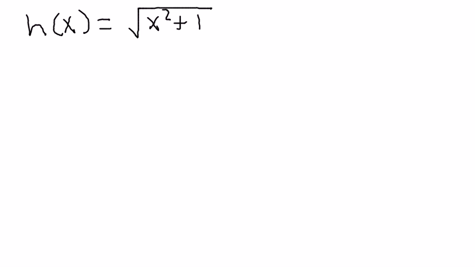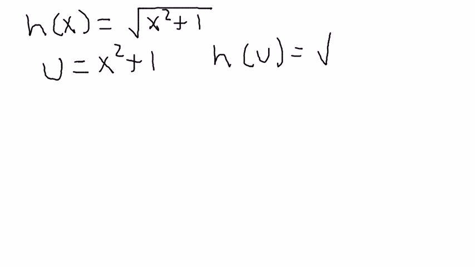And with that substitution, the book does this a little bit differently, and their directions are a little bit different, but for our purposes, it's really helpful to use the letter u. And you want u to be g of x, or that inside function. So I'm going to let u be x squared plus 1. And then I'm going to rewrite h in terms of u. So then h of u is the square root of u. And if you put those back together, you would get the original relationship.